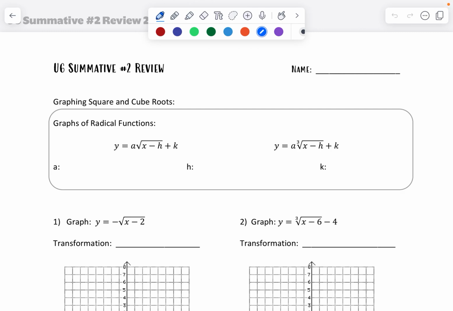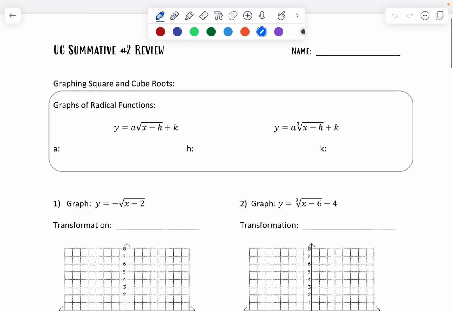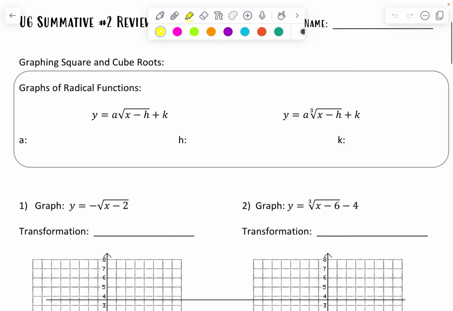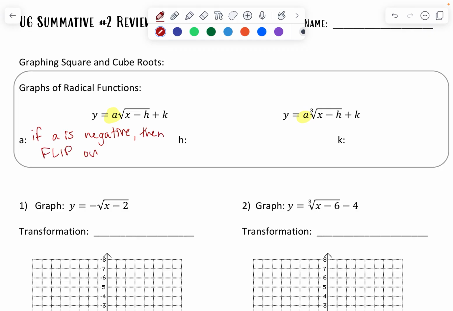All right, so we're going to go over the Unit 6 Summative 2 review. So the very first target had to do with graphing. So there were some rules. Okay, so the A, anything in front of the function, if that was negative, that told you to flip your function. Okay, and you always flip over the x-axis. Okay, so something is like up, it flips down.